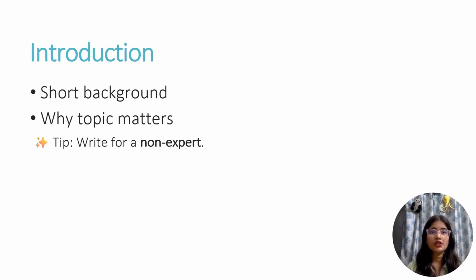Next comes the introduction. It should be just 1 to 2 paragraphs. Explain the topic briefly and why it is important. For example, CT scans are widely used for diagnosis, but image quality can vary depending on the patient size. This study explores how body parameters affect image quality and ways to improve it. The trick is you can think of it as if you are explaining to someone outside your field. So if they can understand it, your introduction is clear enough.